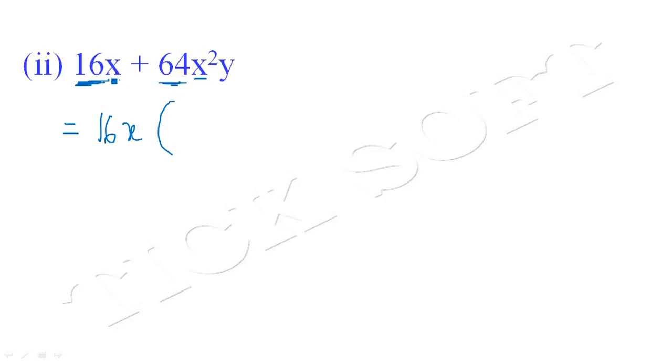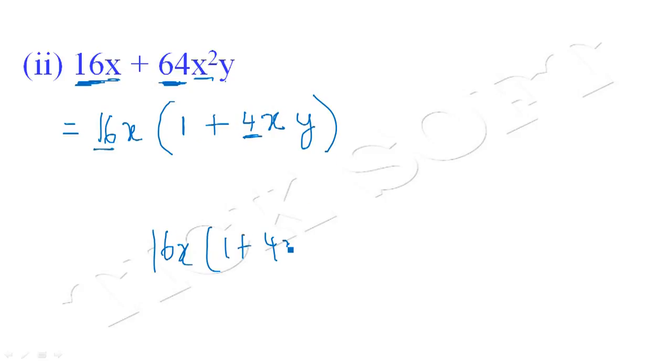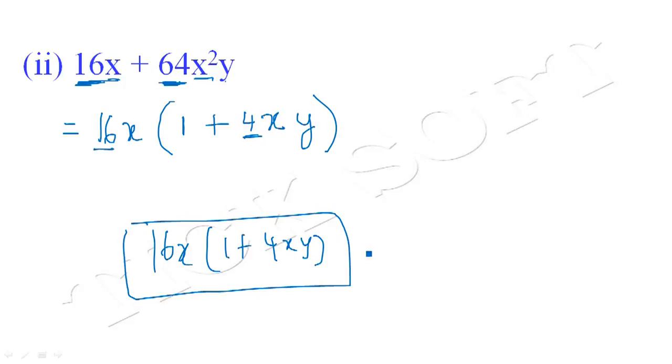Here what is the first term? 16x. After taking out 16x as the common factor, the remainder here will be only 1 plus. Now what will be the remainder in the second term? It will be equal to 4, because when we multiply 16 and 4, only then will we get this 64. And here we have x square and we have taken out x, so the remainder will be only x. And here automatically we will have this y also as the remainder. So therefore 16x into 1 plus 4xy is the required factorization. This means 16x and 1 plus 4xy are the factors of the given expression.